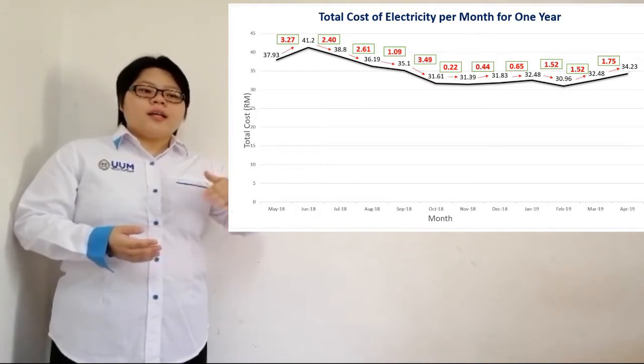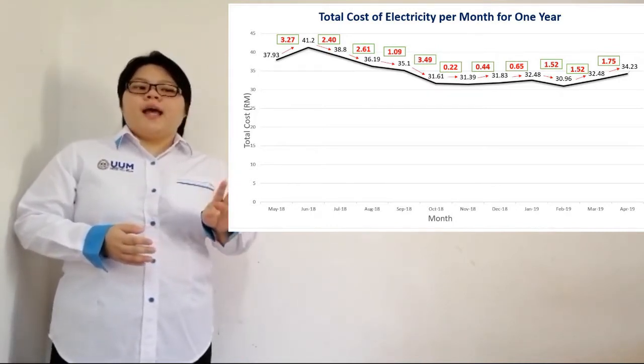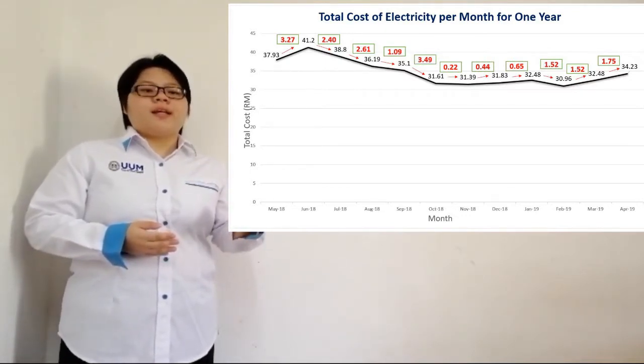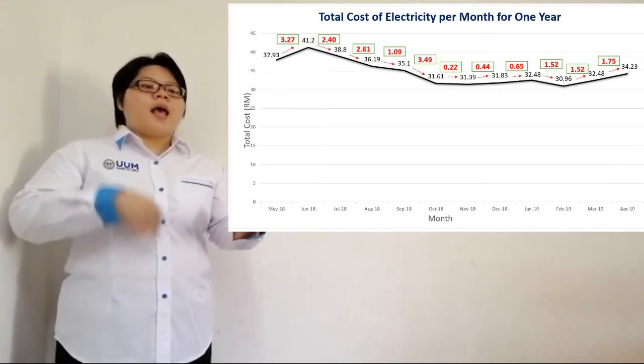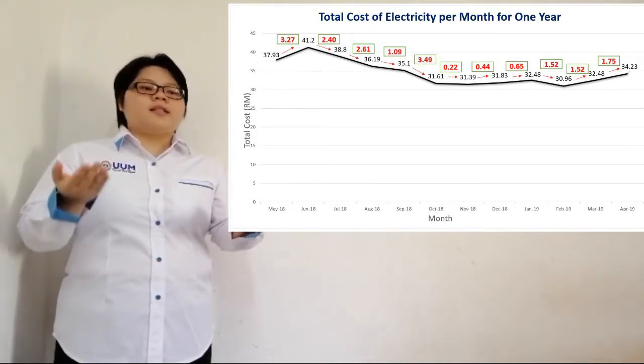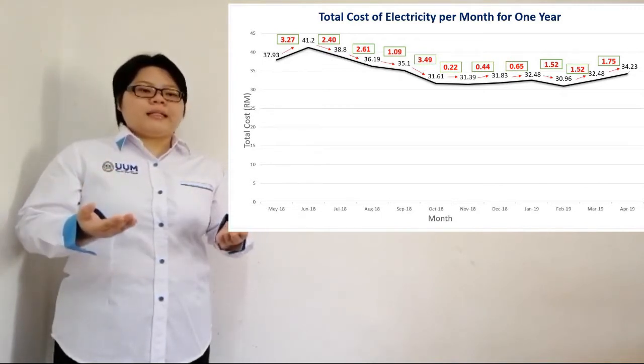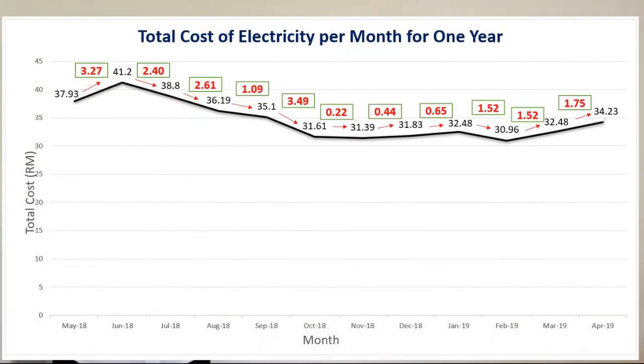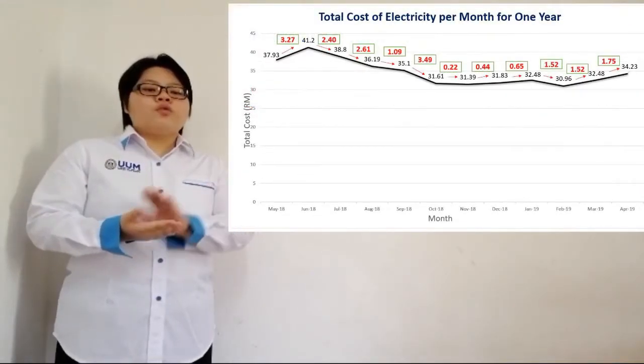Then the cost increased 54 cents to 31 ringgit and 83 cents in December of 2018 and 65 cents to 32 ringgit and 48 cents in January of 2019. In February of 2019, the cost of electricity is 30 ringgit and 96 cents, which is a decrease of 1 ringgit and 52 cents. The electricity cost bounced back to 32 ringgit and 48 cents in March of 2019.